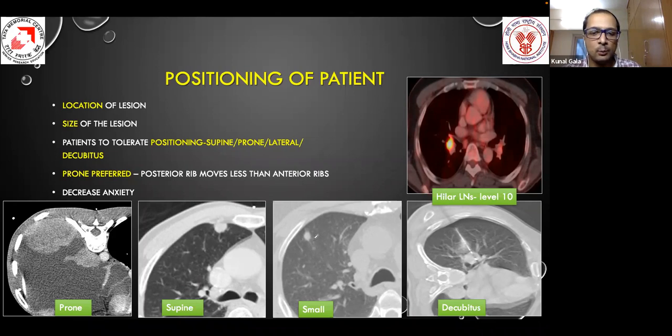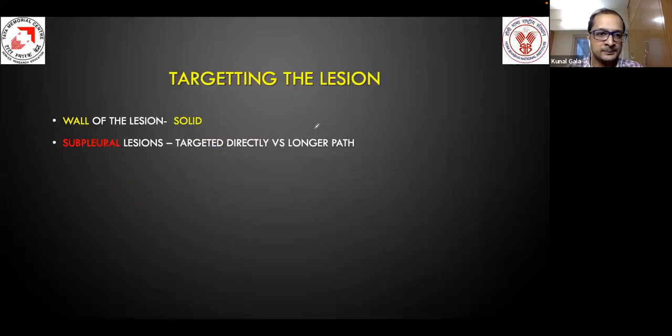If the lesion is smaller in size, we use a longer approach, because the chances of the lesion moving cranially and caudally are pretty high. So a longer approach is preferred. Here the lymph node is located in the hilar region, that is level 10, so we use a lateral decubitus position. So it depends on where the location of the lesion is.